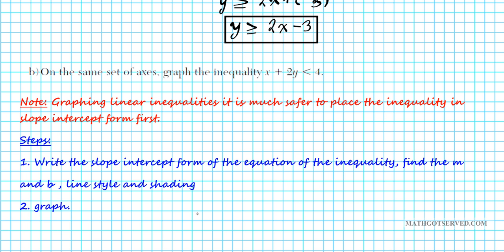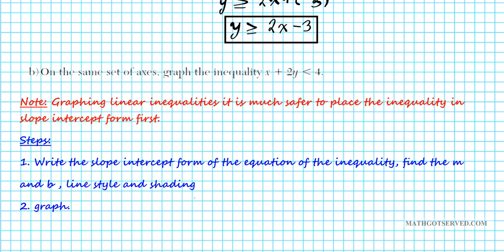So these are the steps we're going to use. First of all, we're going to write the slope-intercept form of the inequality. And then we're going to find the slope and the y-intercept, the line style, and the shading. And then use that information to graph this inequality on the same coordinate system. There's a reason why they want us to graph it on the same coordinate plane, because we're going to be using that for part C. Okay, all right, so let's go ahead and get started.